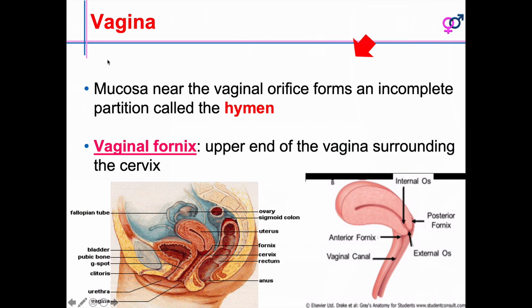So the mucosa near the vaginal orifice forms an incomplete partition called the hymen. There is a small membrane, that is the hymen. This hymen ruptures during sexual intercourse, or during severe exercise, cycling, playing football, or any long jump. This kind of physical activity can lead to rupture of the hymen membrane, and sexual intercourse can also lead to its rupture.